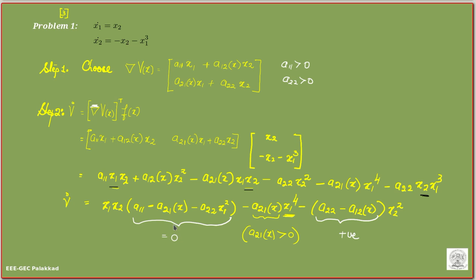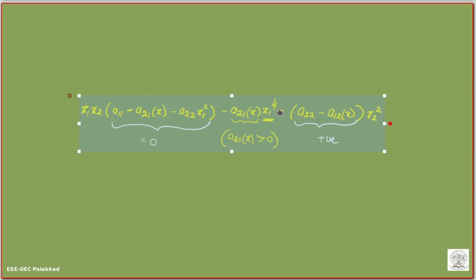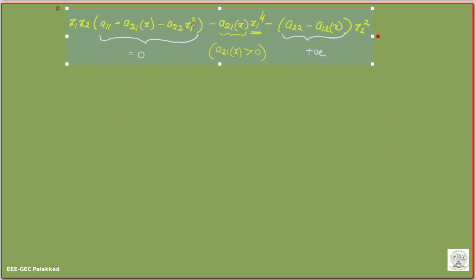So we have 3 conditions here. I'll copy this whole thing to the next slide. So here I have these relations, and here I have V dot of x equal to this.